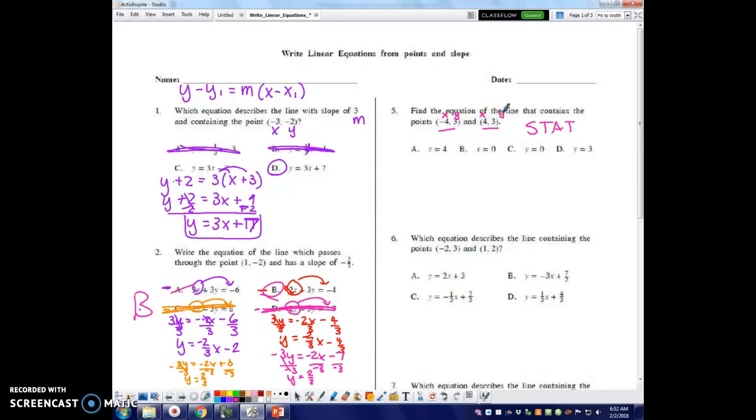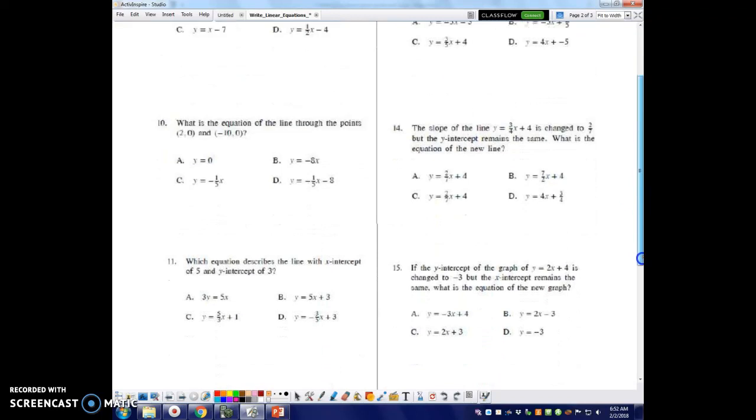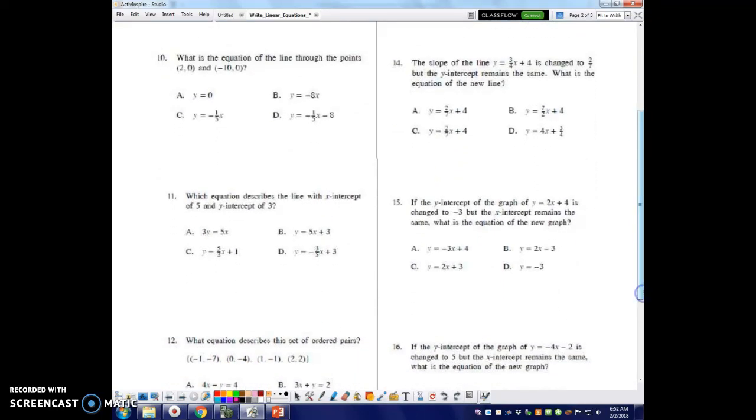Okay, number 11. Let's go to number 11. Which equation describes the line with an x-intercept of 5 and a y-intercept of 3? Okay, so if the x-intercept is 5, what is y? 0. And a y-intercept of 3, so that makes x 0. All right, stat. Yep, just stat. Okay, remember this one's not in y equals, so you'll have to divide by 3. So it'd be y equals 5 over 3 x. But the rest are all good. Okay, so that one's stat.